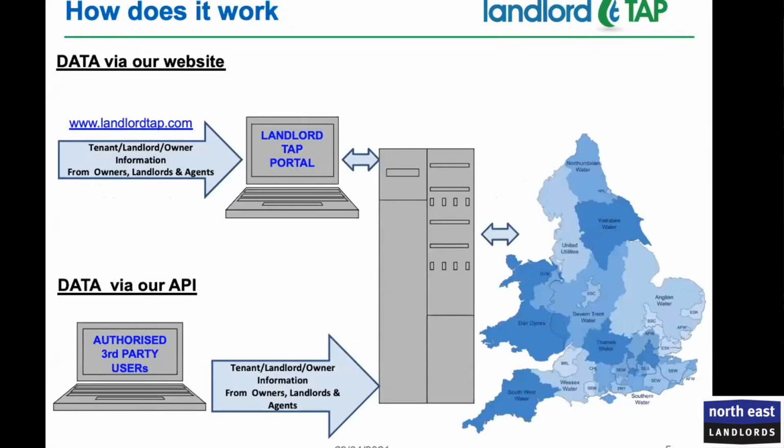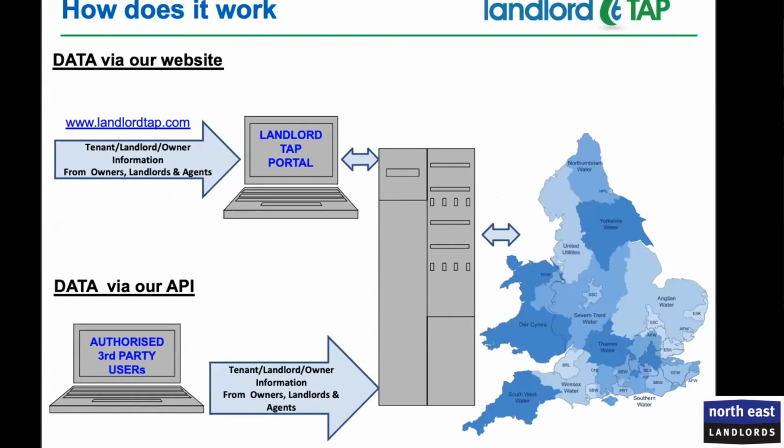So what happens is you log into the Landlord Tap portal, you put all your details on, that goes to their central system, and then they send the information to the relevant water company. So you could have properties in Northumbrian Water area, or Yorkshire area, and you just use the same Landlord Tap, and then they send it to the relevant water company.